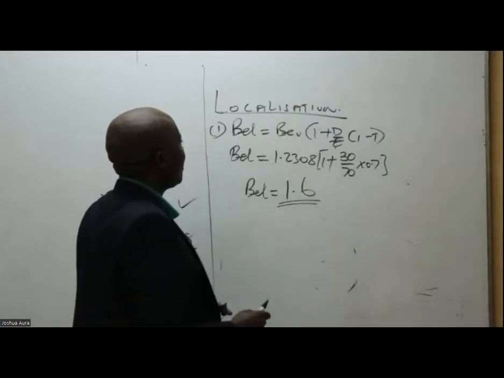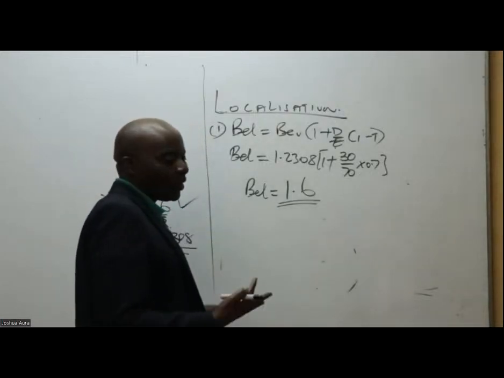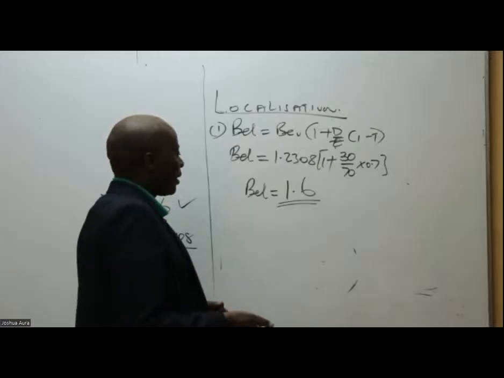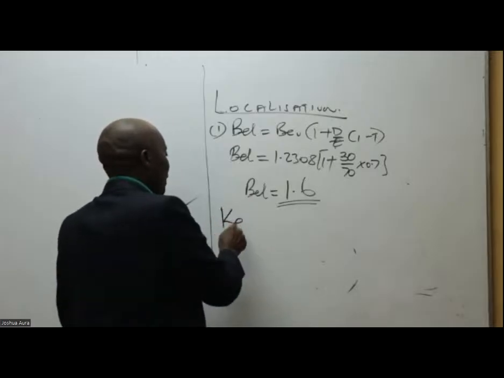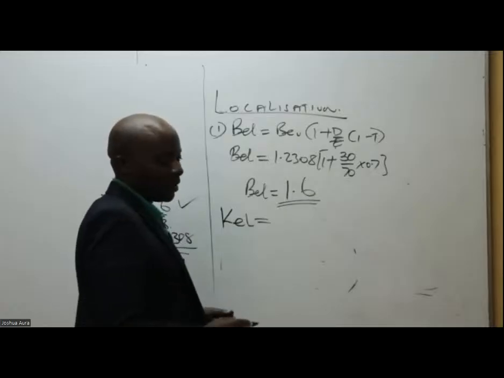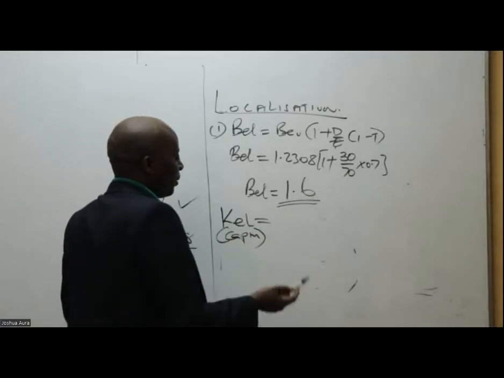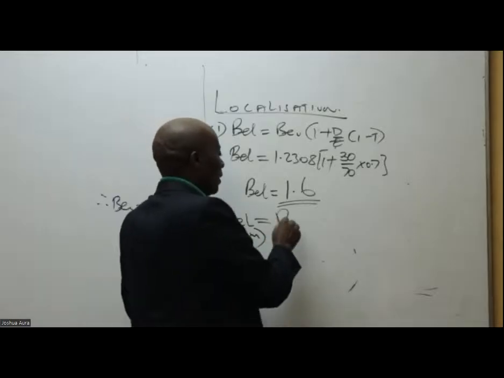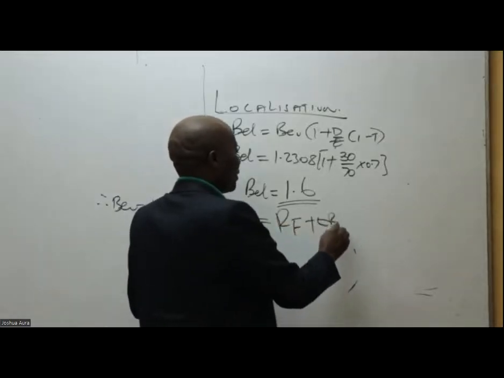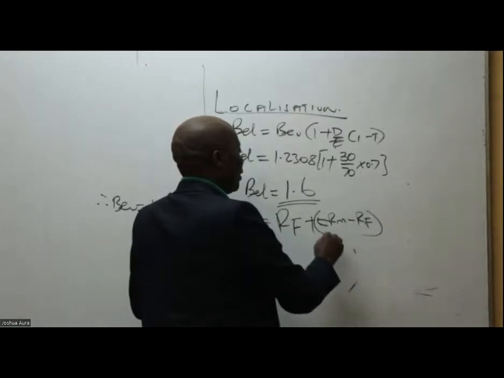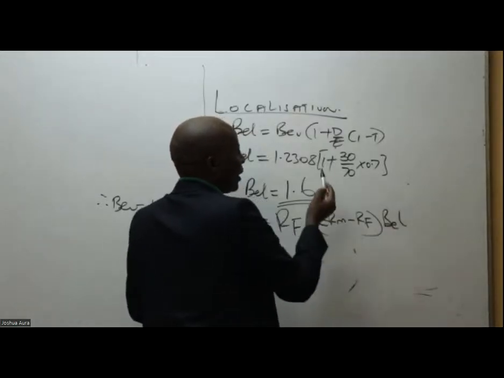So after relevering, still in Roman 1, the next thing should be KEL. For KEL we are using CAPM. So CAPM is risk-free plus expected return of the market minus risk-free, multiplied by the BEL we have just obtained.